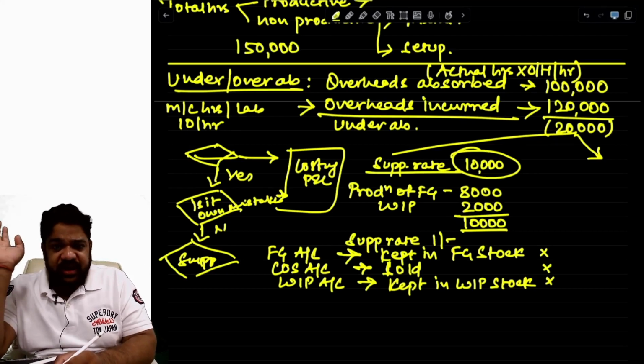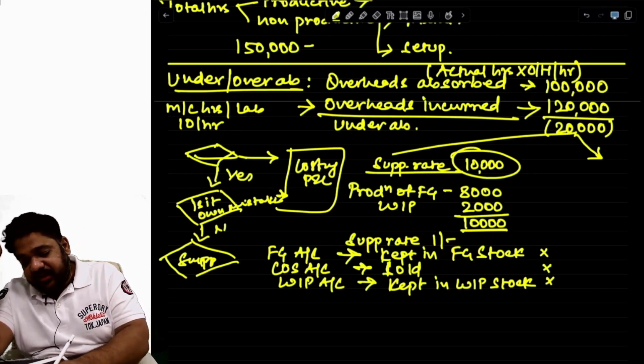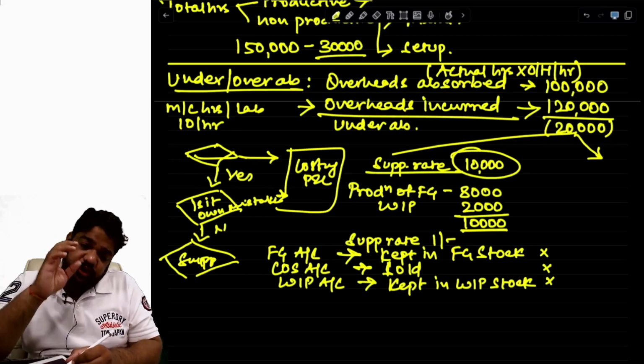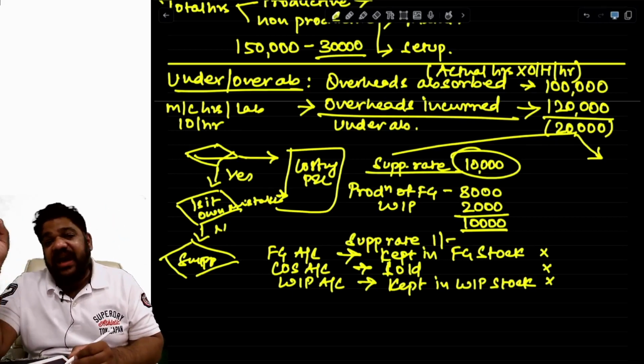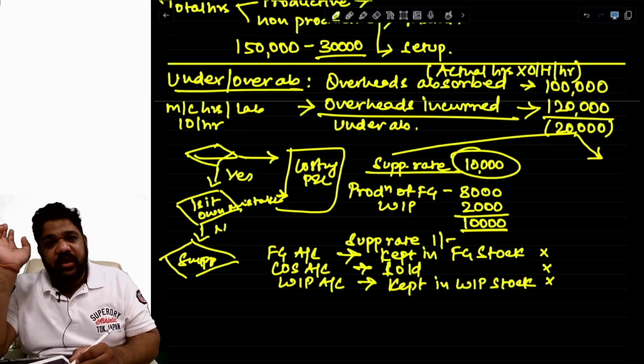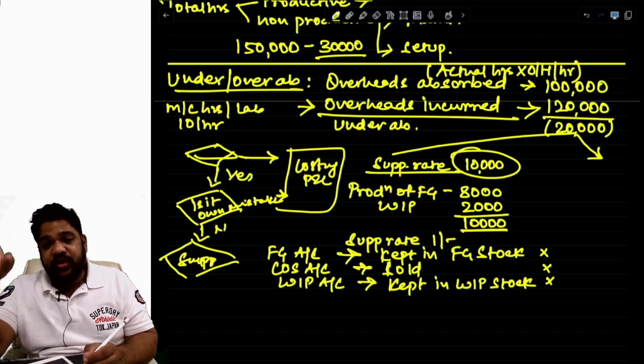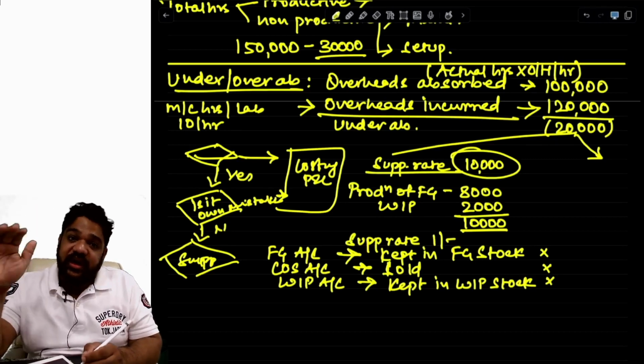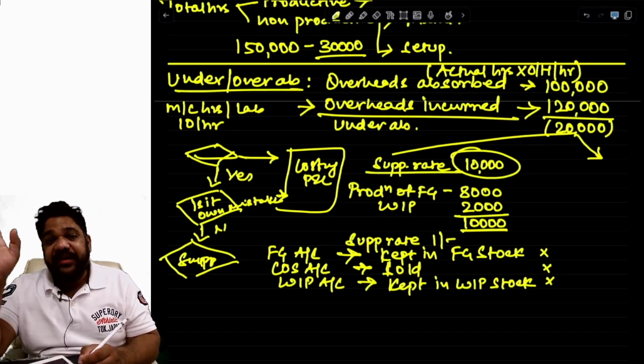Okay, overheads are 1,50,000 incurred, and 30,000 out of it is paid as per court's order. So you will reduce that 30,000 and you will say that your overheads are only 1,20,000 rupees. That's all. Are we understanding? So that is what you have to keep in mind for the under absorption for the overhead incurred portion.